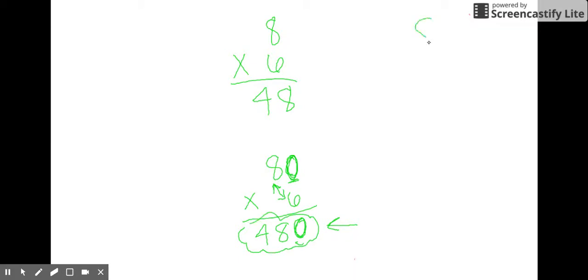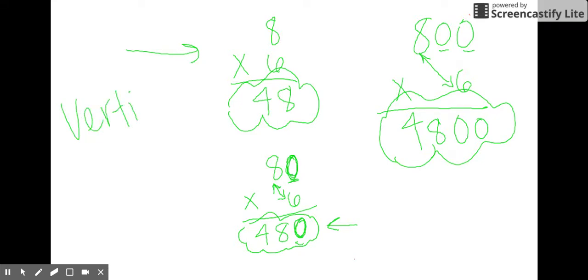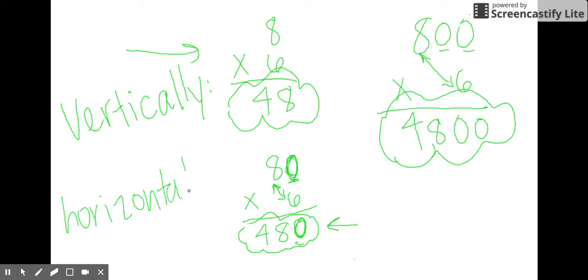Well, now what happens if it's 800 times 6? Do you see how if we're doing it vertically and horizontally, it's no different? 8 times 6 is 48. How many zeros? 2. These are all the same answers I just got before. This is just written vertically. And right here, let's do 60 times 8 equals 480.